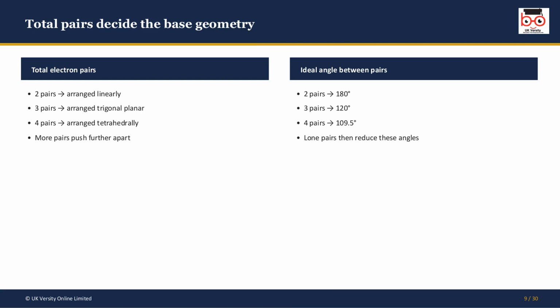Let's connect the number of pairs to the base geometry. 2 pairs arrange themselves linearly, giving an ideal angle of 180 degrees. 3 pairs arrange trigonal planar at 120 degrees. 4 pairs arrange tetrahedrally at 109.5 degrees. In general, the more pairs there are, the further they push apart. And then, as we'll see, any lone pairs reduce these ideal angles slightly.